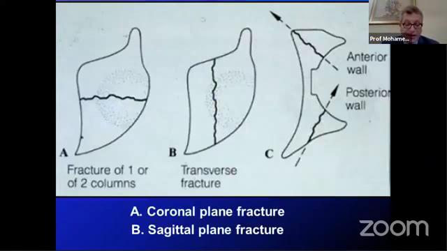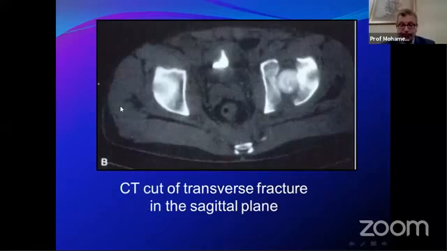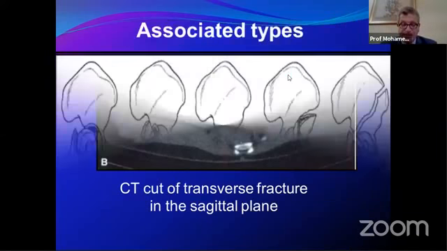How? Let's see. In A, this is the coronal plane fracture of one or both columns, and this is the sagittal plane fracture, which is the transverse fracture. So the transverse fractures are sagittal plane fractures, whereas the both column fractures are coronal plane fractures. This is a CT cut of the transverse fracture in the sagittal plane. This is the transverse fracture in the sagittal plane.